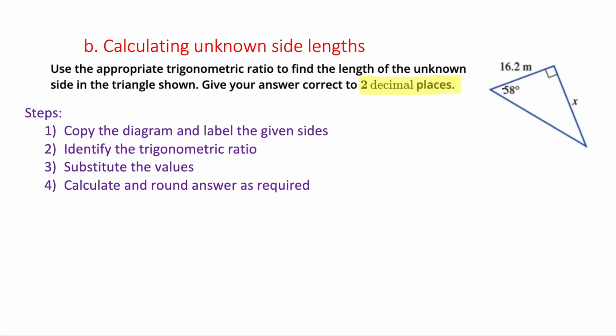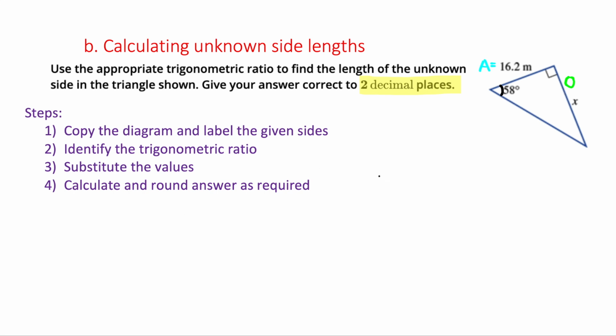So let's see. This is my reference angle here, 58 degrees. The opposite side is this one, so I'm going to call this my opposite side. And then I have my adjacent side, that is 16 and 2/10 meters. And then I have my hypotenuse, but I don't have any value for my hypotenuse. So what is the trigonometric ratio that I need? SOH CAH TOA. I have the adjacent and the opposite, so it's going to be tangent.